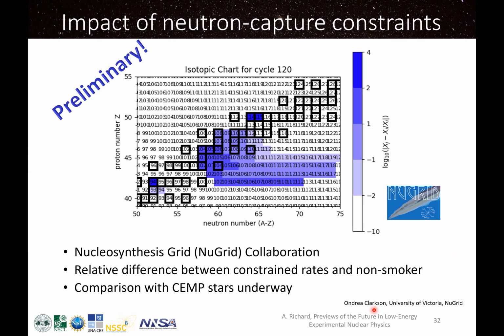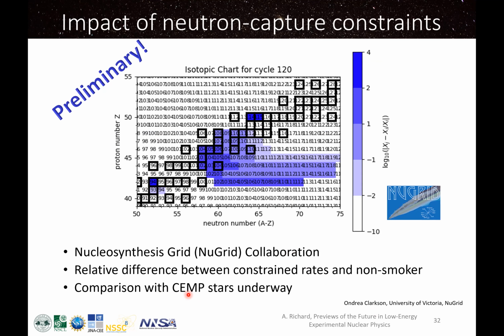So this plot is actually showing the relative difference in abundance between my constrained rates and then the non-smoker or JINA REACLIB rates. And so this is very much hot off the presses, and we're still trying to interpret what this means, but we see that there's quite a large relative difference in a lot of different isotopes. And so these results seem very promising. And we're also in the process of trying to compare with abundances in carbon-enhanced metal-poor stars.